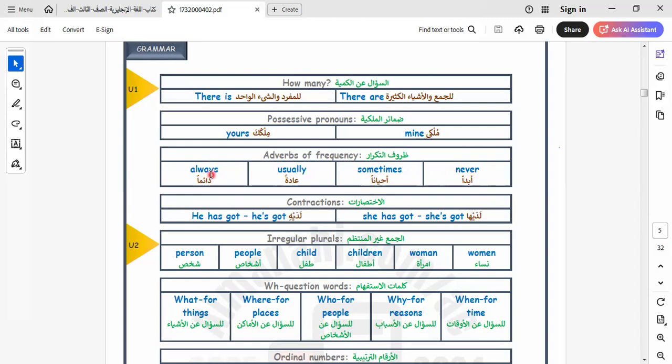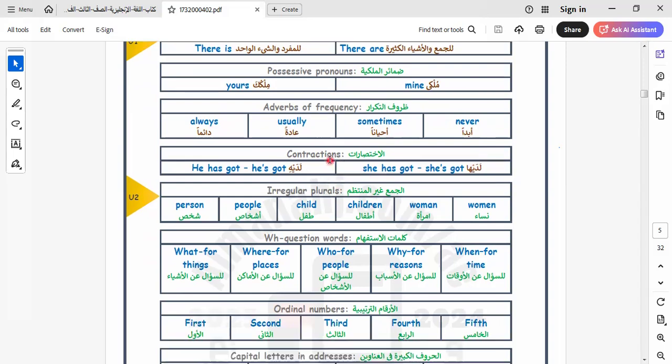So the habit with an action normally happening will be here at 100%. Never means the habit can't happen at all. It will be here at 0%. This is the difference between always and never.